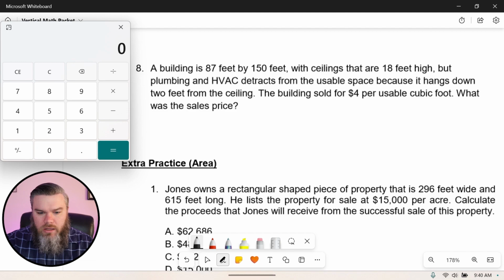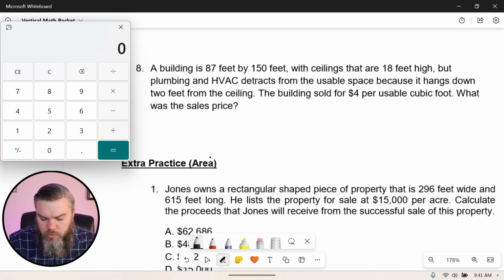We've got a building that is 87 feet by 150 feet with ceilings that are 18 feet high, but plumbing and HVAC detracts from the usable space because it hangs down 2 feet from the ceiling. The building sold for $4 per usable cubic foot. What was the sales price? Now, cubic, folks, is 3-dimensional. We've been dealing with an aerial view of square footage thus far, right? The floor plate, if you will.